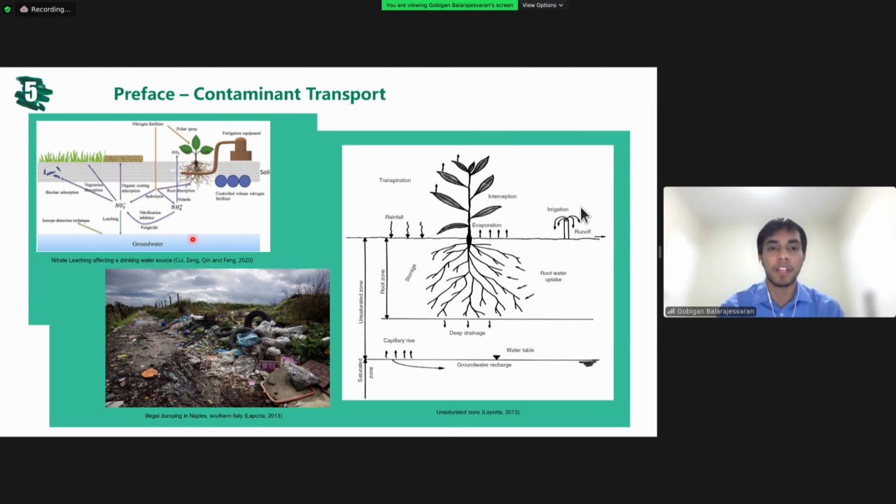So the unsaturated soil layer acts as a medium between the surface and these groundwater sources. Contaminant transport in this region, the unsaturated zone, is still being studied and explored, so we can better prevent and control the movement of harmful substances. And finite difference models are one of these techniques that are used to model and study the process.